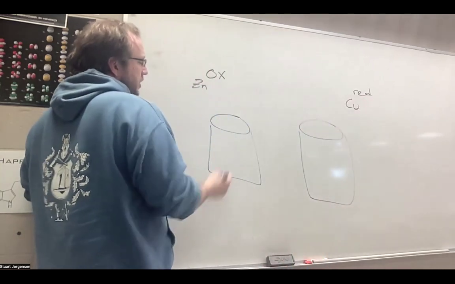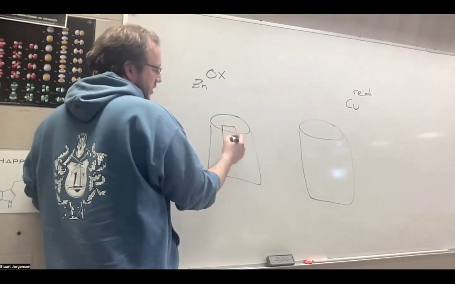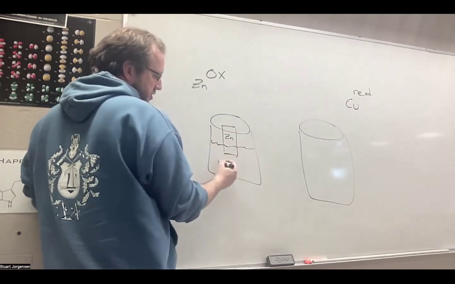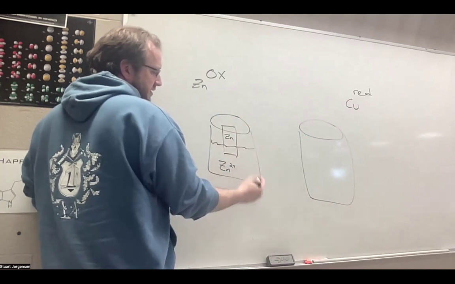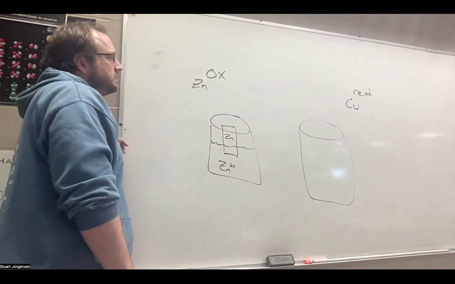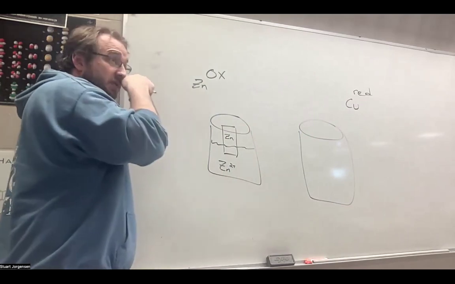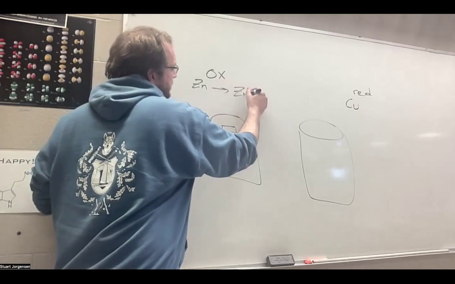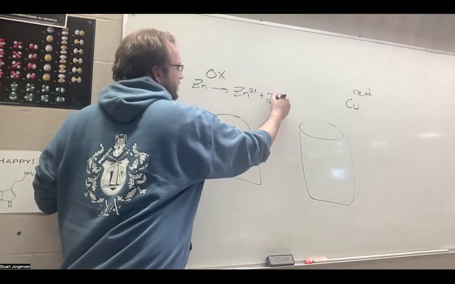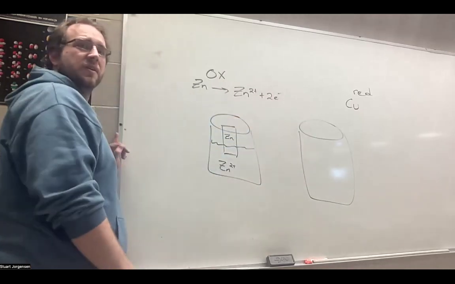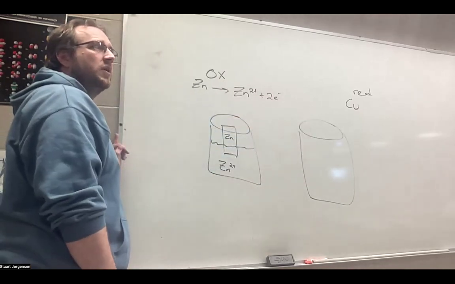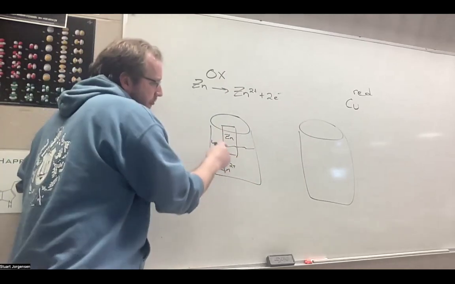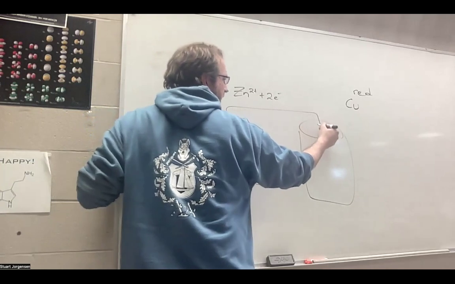So what we're going to do is take a little piece of metal, a little piece of zinc. We're going to put it into a solution of zinc ions. Oxidation is lost electrons. So our zinc is going to turn into Zn2+ and give away two electrons. Here's our oxidation reaction. But let's think about it. What's going to happen? I've got my bar of zinc and this wire running over here, right?